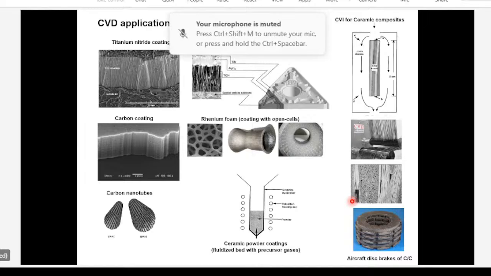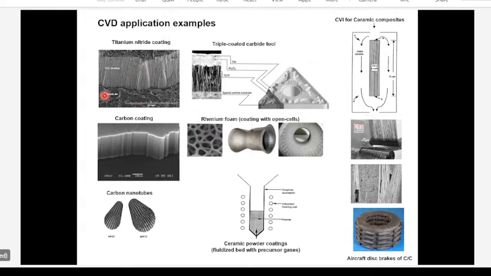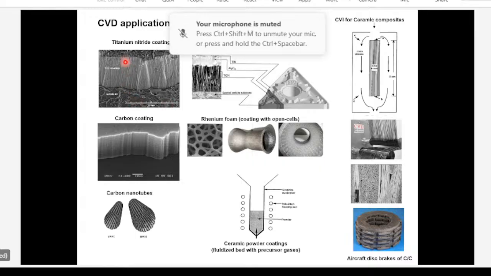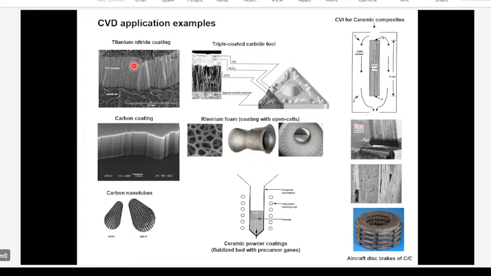What are some applications of chemical vapor deposition? What kind of parts are made? An example is titanium nitride coatings. So this is a substrate, and on top of this is a TiN, titanium nitride coating. Another example is triple-coated carbide cutting tools. On a cutting tool like this, you have three really hard layers. The outer layer is titanium nitride, the second layer is aluminum oxide, and below that you have a titanium carbonitride layer. And then here you have the workpiece. These kinds of multi-layer coatings are formed by CVD.